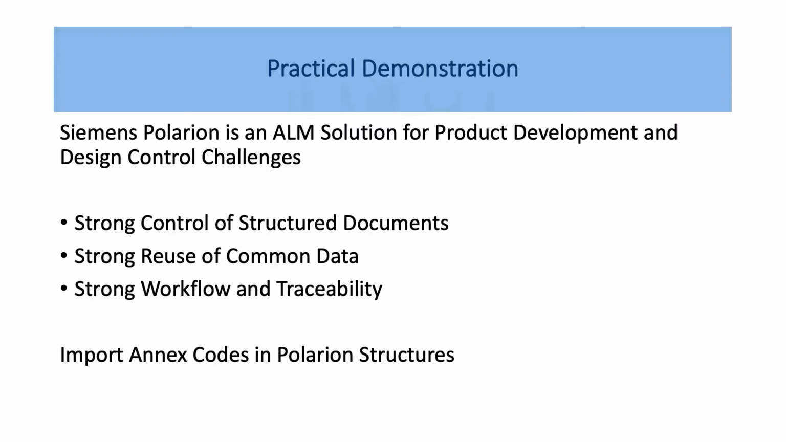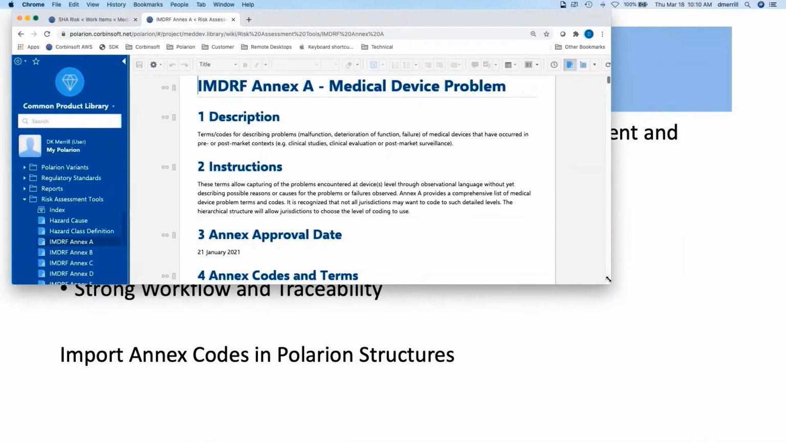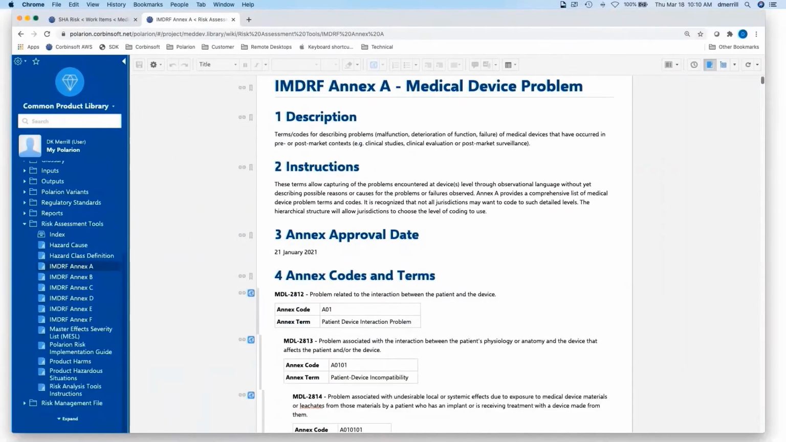Now to do that, I'm going to bring in a view of Polarion. I think you might have seen that flash earlier as I was trying to figure out exactly which screen I would be sharing today. And what you can see here is a particular project that's a common product library project. Inside here, I would see my regulatory standards that are common. I would see SOPs, common templates, but most especially for our case, we're seeing the IMDRF annex information.